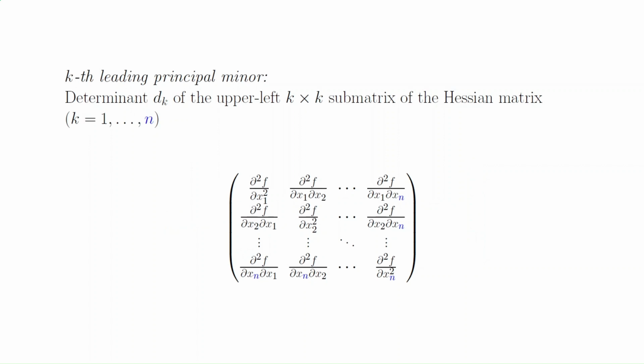Considering the Hessian matrix, we have to compute all its leading principal minors. The kth leading principal minor of the Hessian matrix is the determinant of the upper left k by k submatrix of the Hessian matrix. So, the first one is directly the upper left entry. The second one is the determinant of the 2 by 2 upper left submatrix, and so on up to the last leading principal minor, which is the determinant of the full matrix.